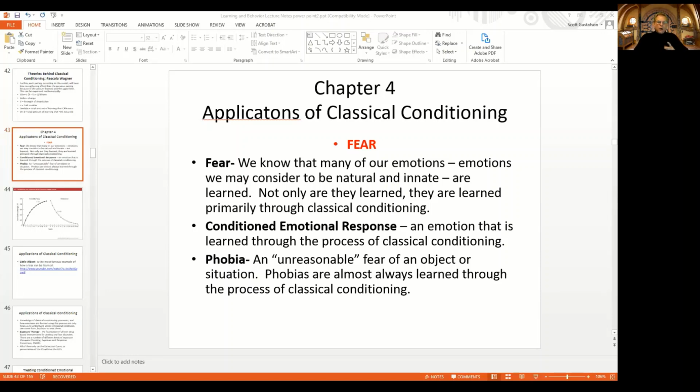Now, when we are talking about phobias, we are talking about something that the person knows is irrational, but it prevents them from fully functioning in their life in one way or another.